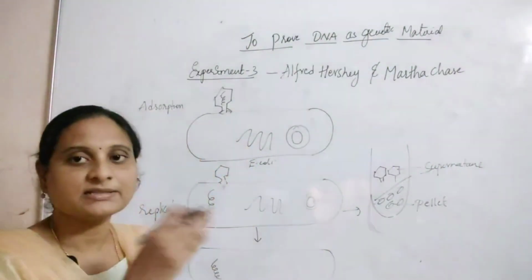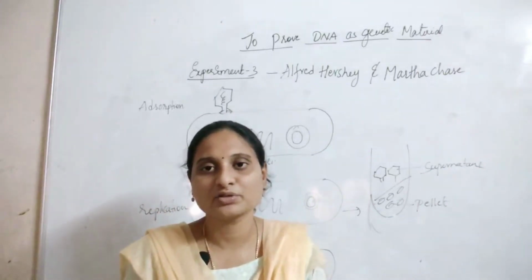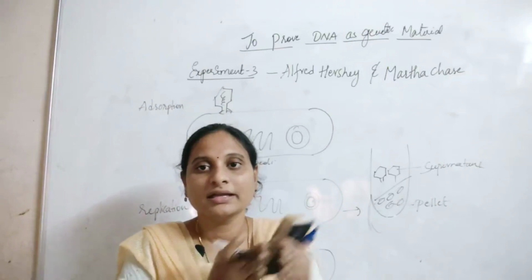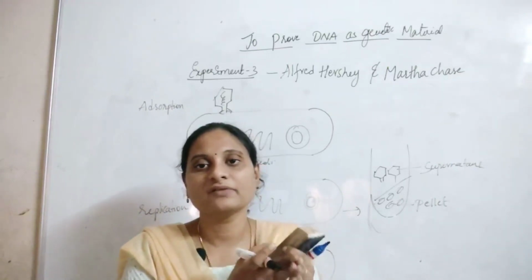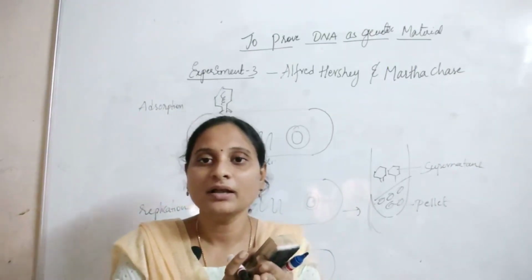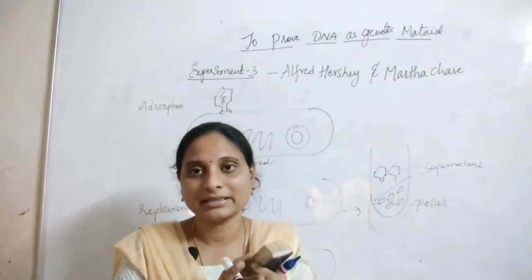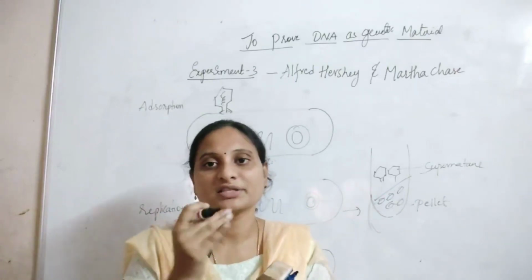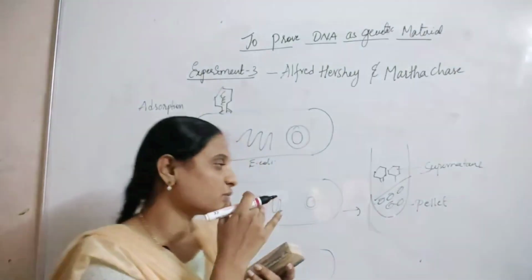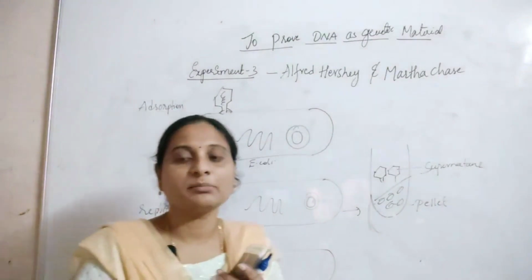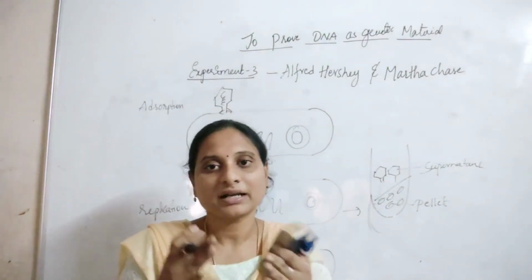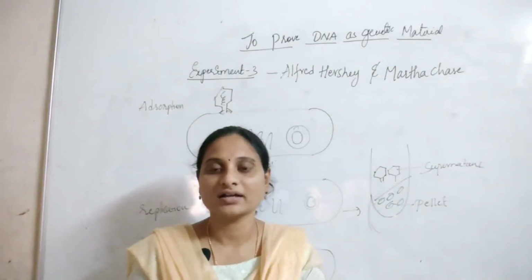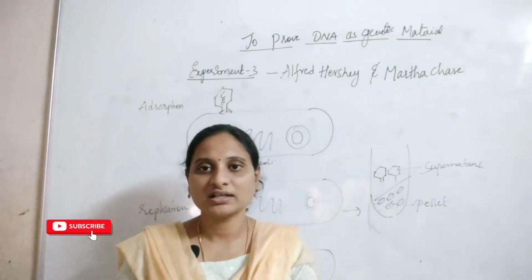If you see the first centrifuge tube and the second centrifuge tube, in the first centrifuge tube we have seen the radiolabeled protein. In the second centrifuge tube, we are able to identify the radiolabeled phosphorus 32, nothing but in the bacteria. That means the protein is not responsible for transformation or all the changes here, but DNA is responsible for transformation. So from this experiment they came to the conclusion that DNA acts as a genetic material.